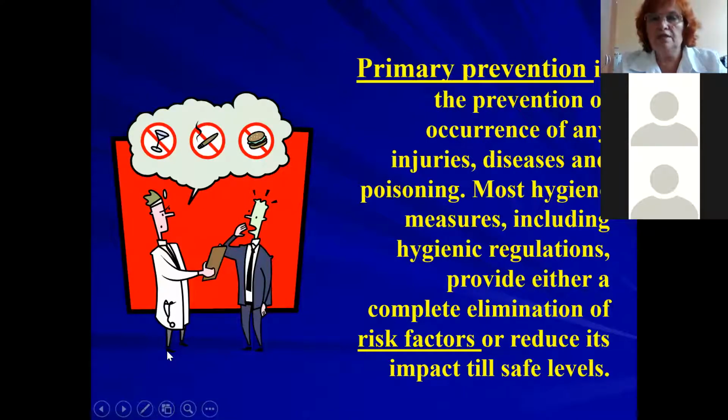Primary prevention is the prevention of occurrence of any injuries, diseases, and poisoning. Most hygiene measures, including hygienic regulations, provide either a complete elimination of risk factors or reduce its impact to safe levels.